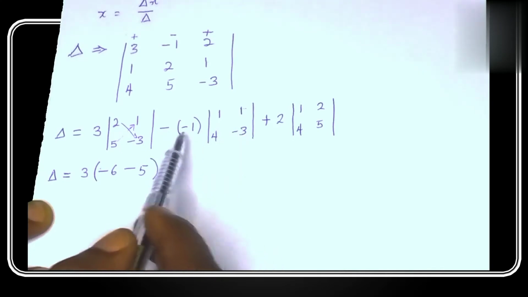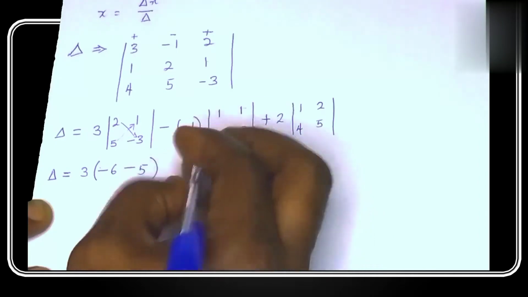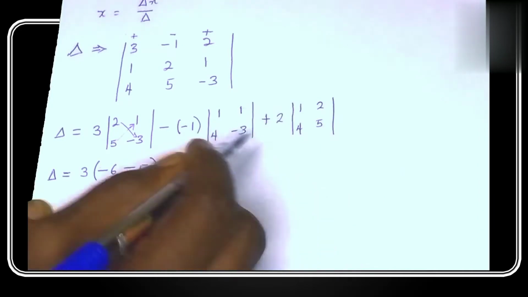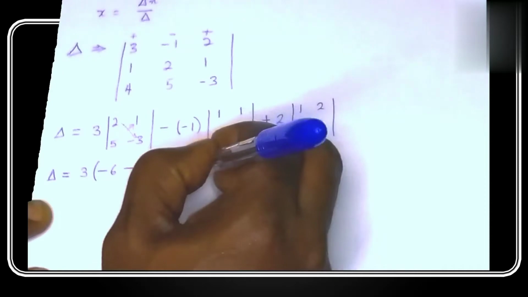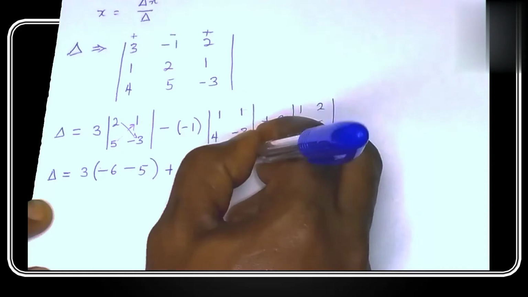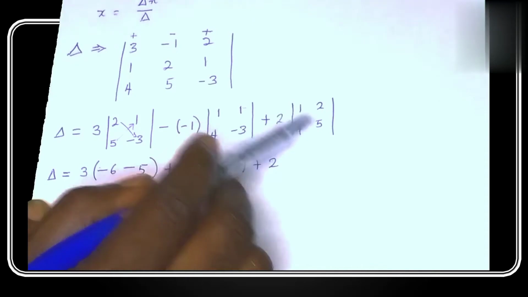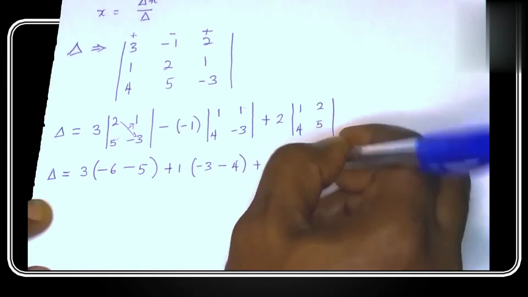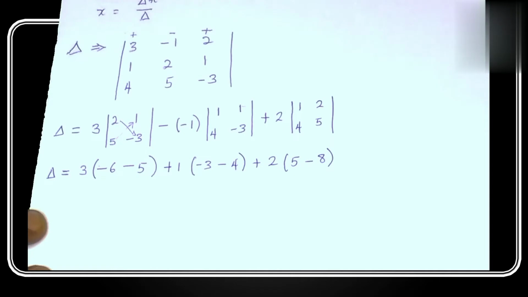Now, we are moving to the next set. Now the next set says minus minus 1. Now minus minus 1 is plus 1. Then we open bracket and repeat the same thing we have done here. We have 1 times minus 3, that will be minus 3, minus 4 times 1, and that will be 4. Now plus 2, now to the next set. Now the next set says 1 times 5. There we go. 1 times 5 is 5, minus 4 times 2, which is 8. We put it down and then we close the bracket.